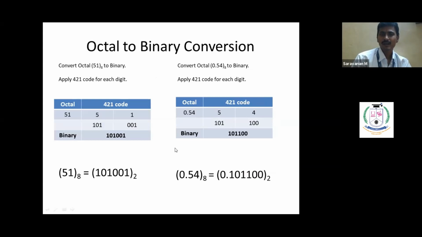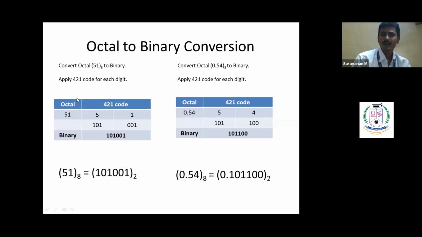Next we go to octal to binary. Octal to binary is very simple. Take the octal number and apply the 4 2 1 code. For 5, how will we represent it using 4 2 1? What numbers can we add to get 5? We can see that 4 plus 1 gives 5. So to represent 5 in binary, put 1 here, 0 for the 2 position and 1 for the last. So 101 is the binary representation of 5.